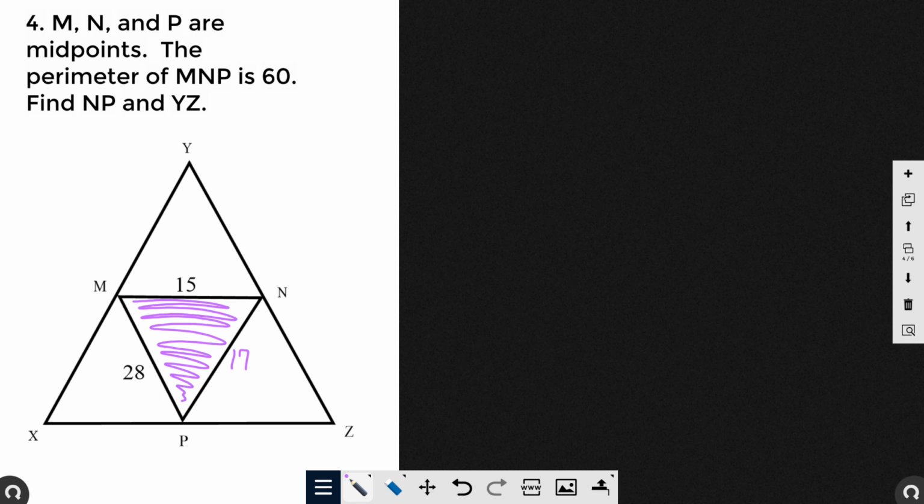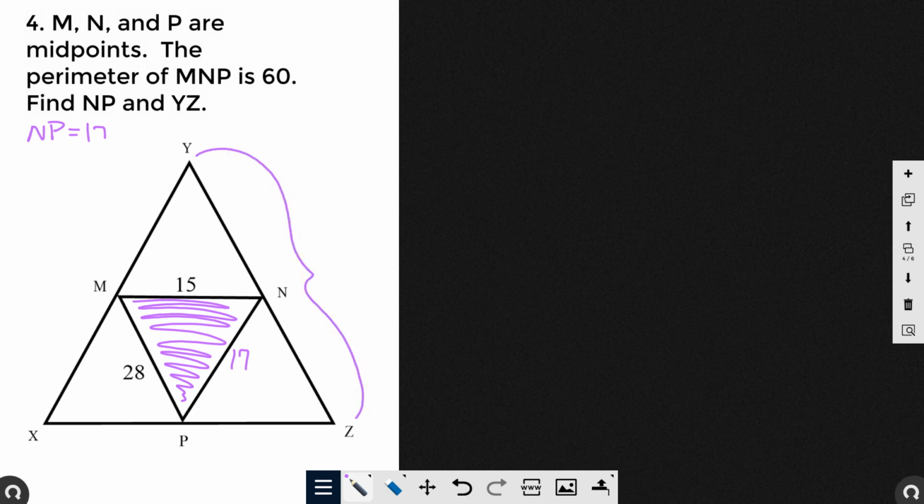Okay, so our question here says, find NP and YZ. So we just found NP, right? NP is 17. So now we want to find YZ. So YZ is this whole side.